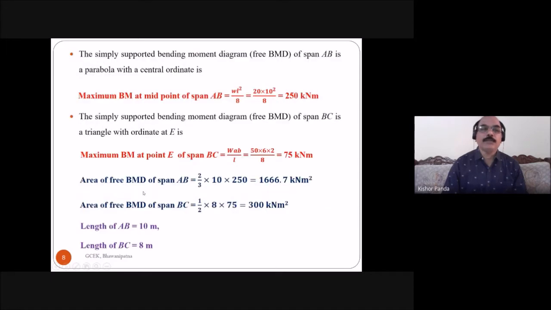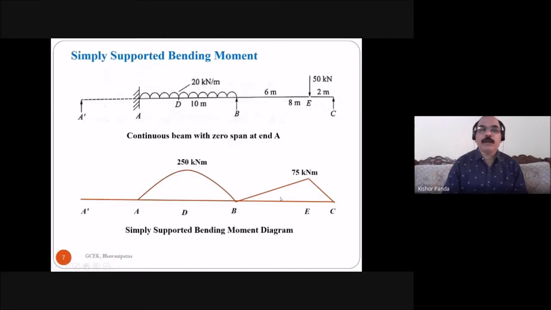So area of free BMD of span AB, 2/3 into base into height, 2/3 into 10 into 250. This is 1666.7 kilonewton meter square. Then area of free BMD of span BC, half into base into height, is 300 kilonewton meter square. And the length of AB is given as 10 meter and the length of BC is 8 meter. L1 is 10 meter and L2 is 8 meter.